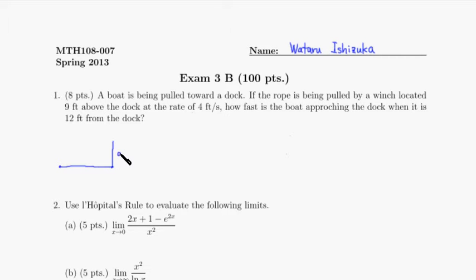So that's going to be 9 feet, right? Then the rope is going like this, at the rate of 4 feet per second. So this is pulled in 4 feet per second, right? And how fast is the boat approaching the dock when it is 12 feet from the dock?